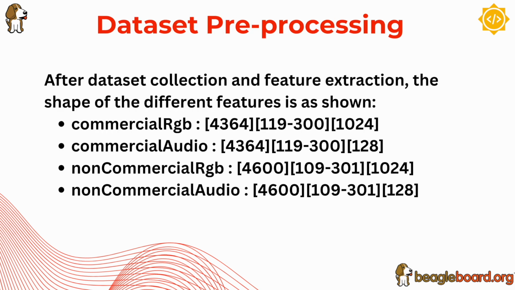Now let's go ahead with dataset pre-processing. After dataset collection and feature extraction, the shape of different features is as shown. Here, the first dimension represents the number of videos whose features are extracted. This is constant for both audio and visual features of the same class, as both belong to the same number of videos. For example, 4364 represents the audio and visual features of 4364 videos.